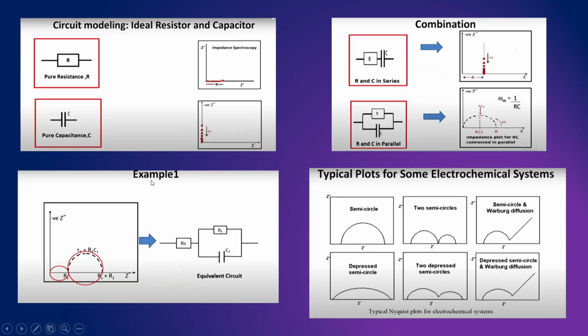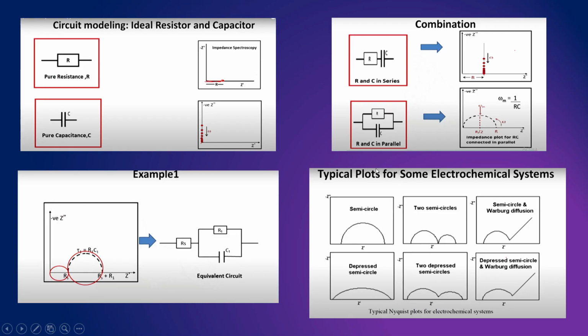So if we take an example, if the Nyquist plot is showing this kind of graph, we'll be getting this kind of circuit. This is our model circuit. This is basically a circuit of a lithium battery cell. So this is generally what you will get if you analyze a lithium battery cell.